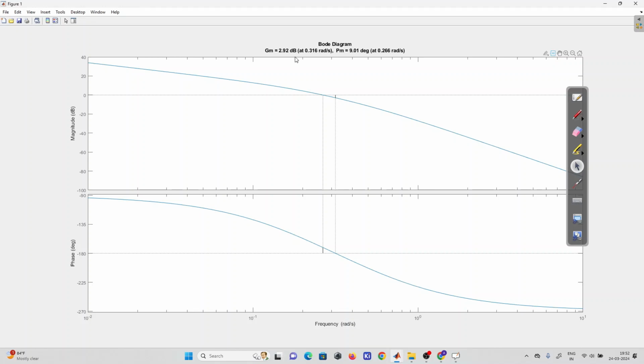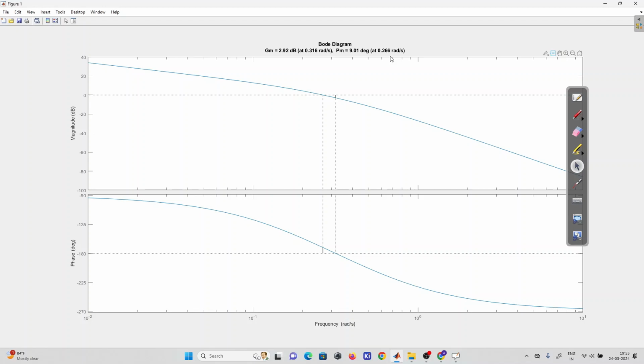So gain margin is equal to how much? 2.91 we calculated. Here we are getting 2.92 dB at 0.316. So this one also we have calculated. And phase margin is equal to 9.01 degree at 0.266. So both the values are matching.